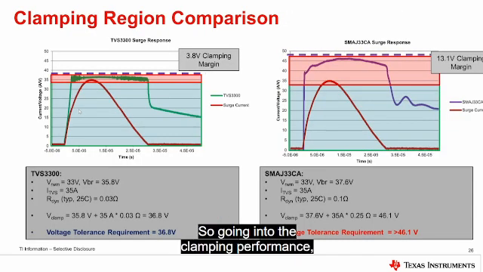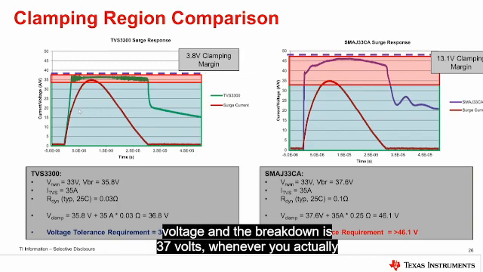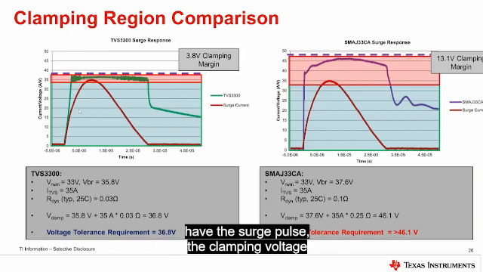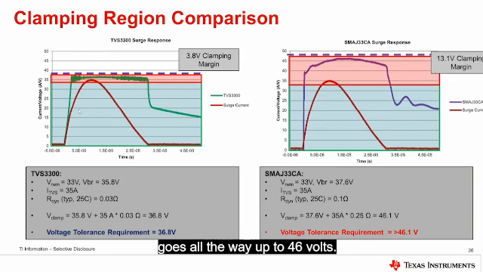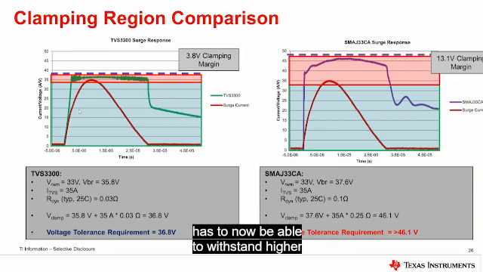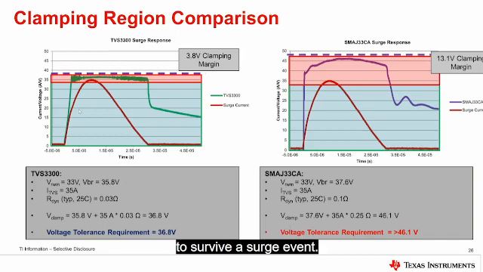Going into the clamping performance, we see for a typical TVS diode, such as this SMA device, even though it's a 33 volt working voltage device and the breakdown is 37 volts, whenever you actually have the surge pulse, the clamping voltage goes all the way up to 46 volts. This means that your whole system has to now be able to withstand higher than 46 volts in order to survive a surge event.